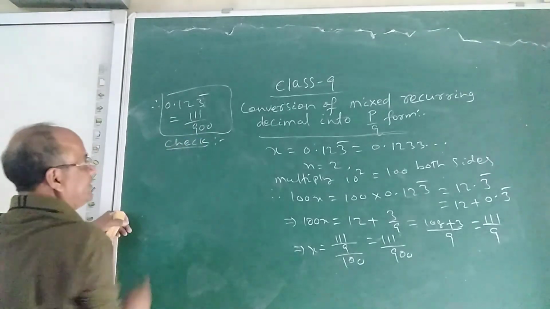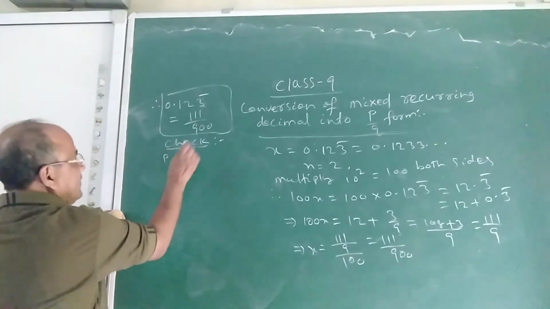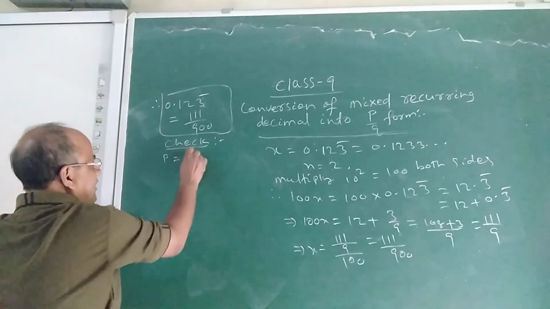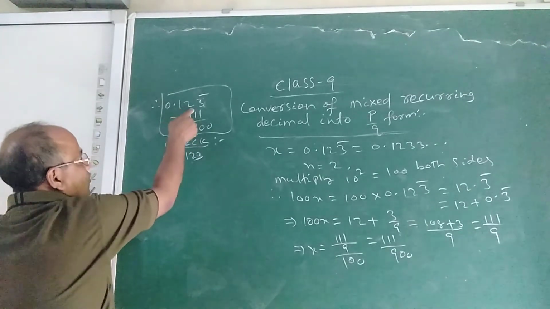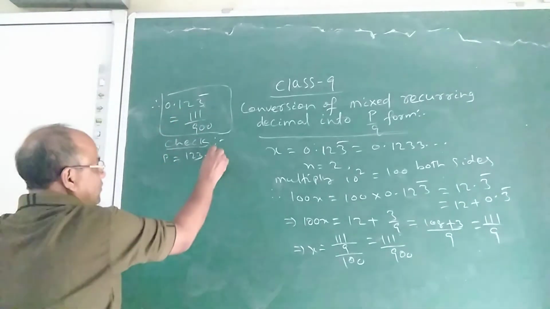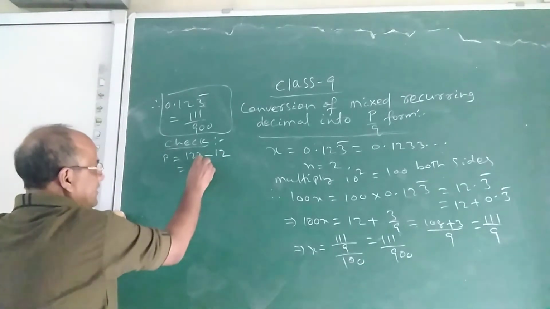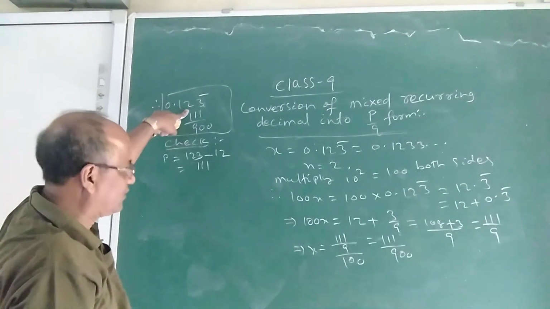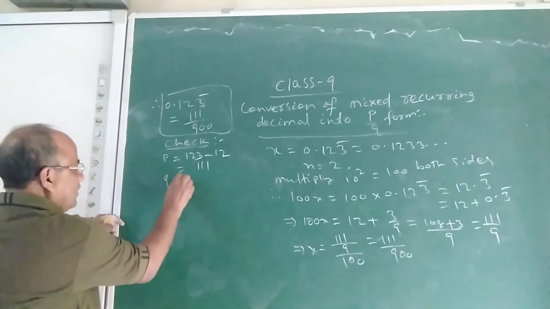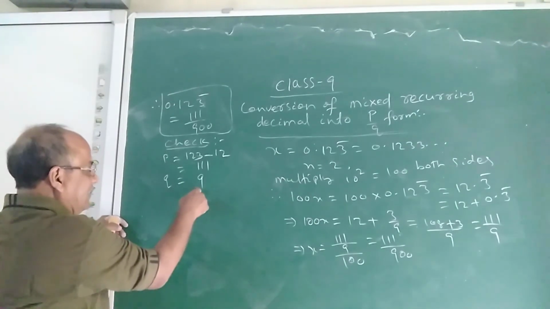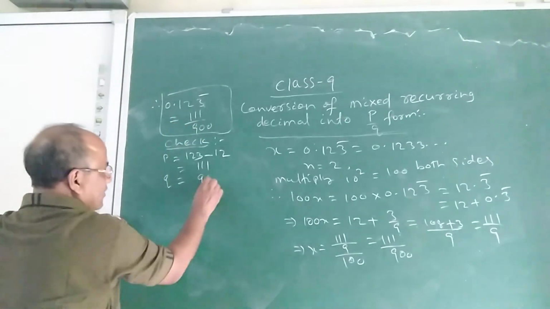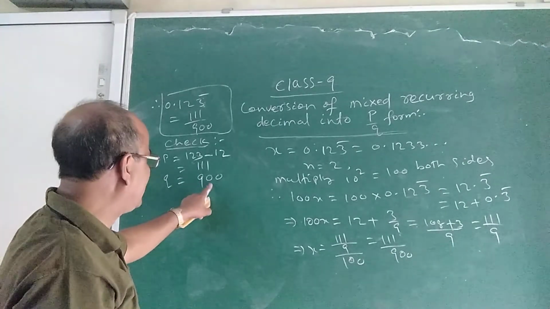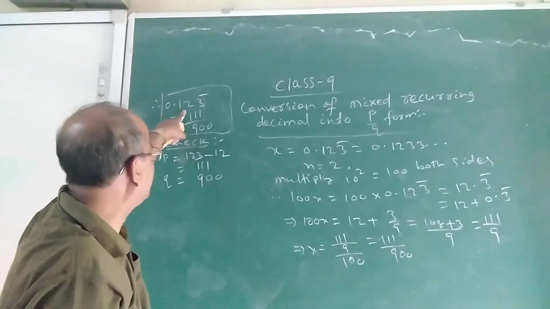Follow the trick I told you. What will be the value of P? Ignore the bar, it is 123. Then who are the non-repeating digits? 12. Subtract 12: 123 minus 12 is 111. Then how many digits are not repeated? 2 digits are not repeated. So what will be the value of Q? Q will be 9, and as there are 2 digits not repeated, 2 zeros will be placed to the right of 9. That means you write 2 0 to the right of 9, because 2 digits are not repeated.